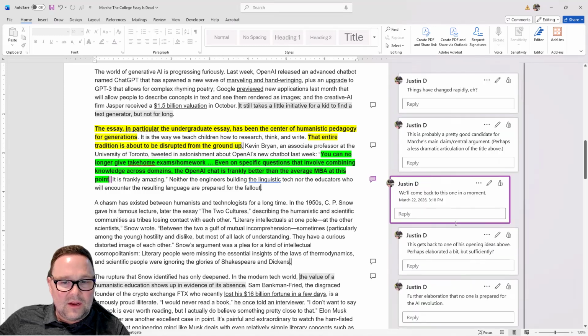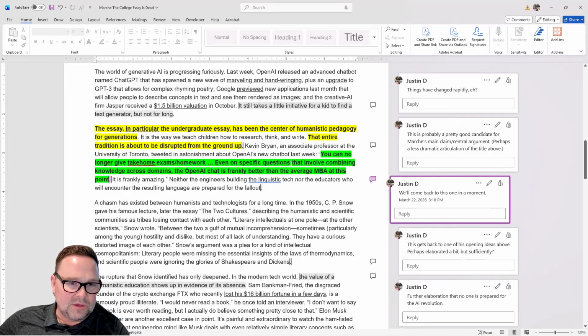This green part here I have highlighted. We'll come back to that perhaps later, or maybe something in class to work with in our Blackboard module for the week. But this is also an interesting one. It's not really March's claim. He's quoting somebody else here, but the claim that's made here: you can no longer give take-home exams or homework, even on specific questions that involve combining knowledge across domains. Chatbots, the OpenAI chat is frankly better than the average MBA at this point.